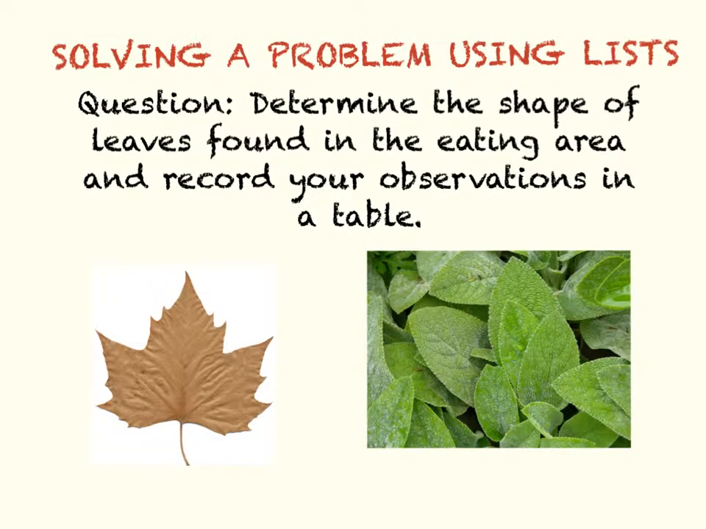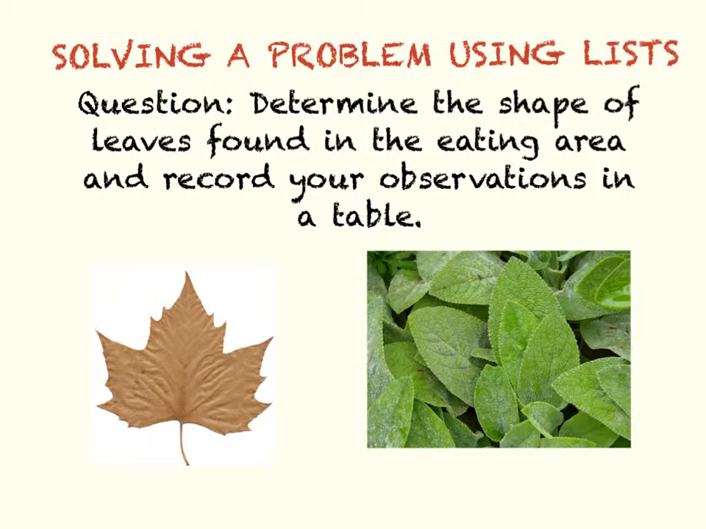Now, the question here asked, determine the shape of leaves found in the eating area and record your observation in a table. So what we mean by that is we are going to go out and have a little experiment and go for a bit of a trip around our eating area. We're going to pick out any shaped leaves that we think are different. We might pick out 4 or 5 or however many we may choose. And we are going to record any observations in a table.